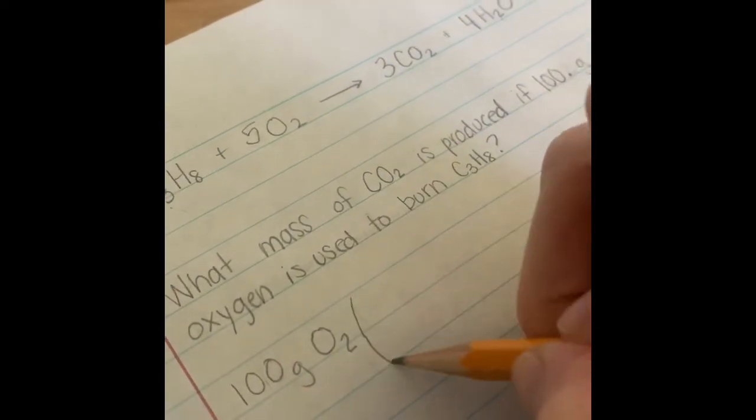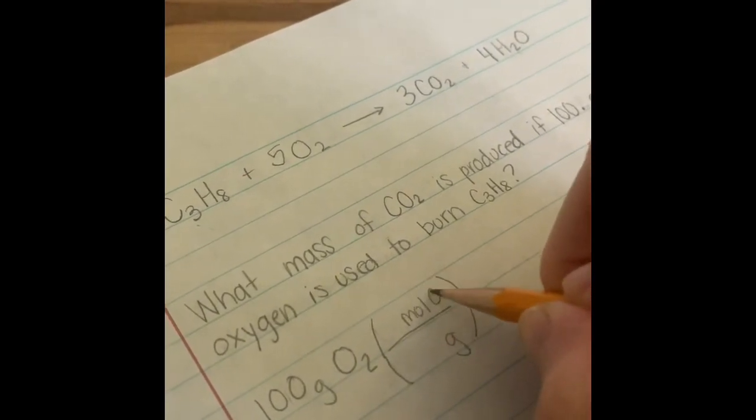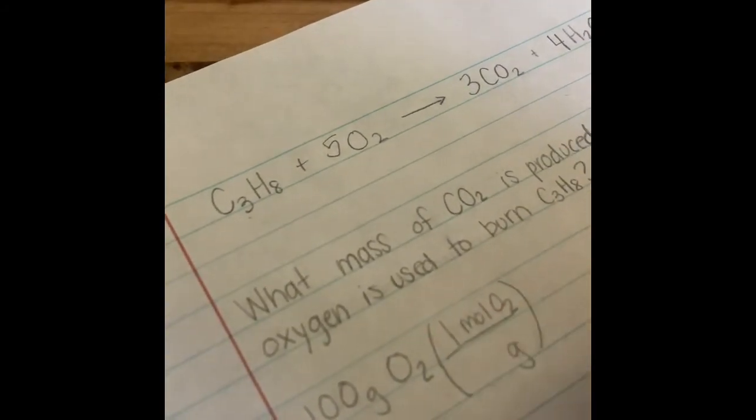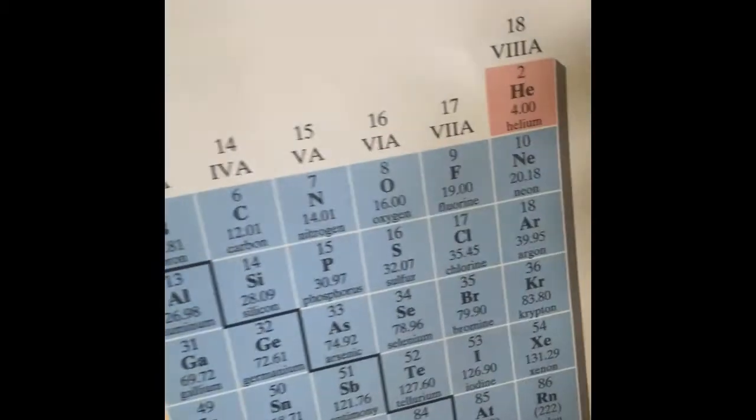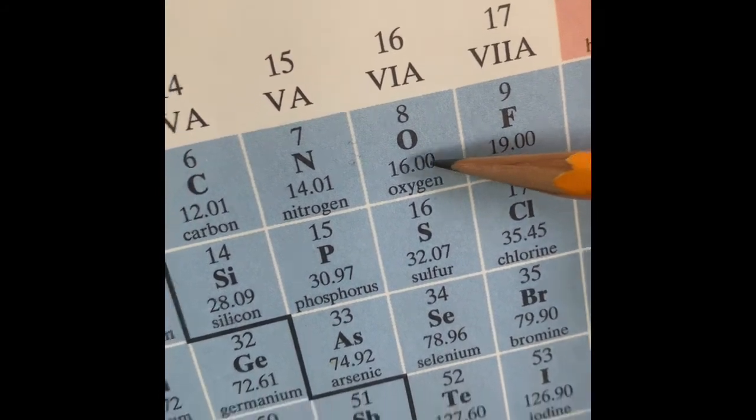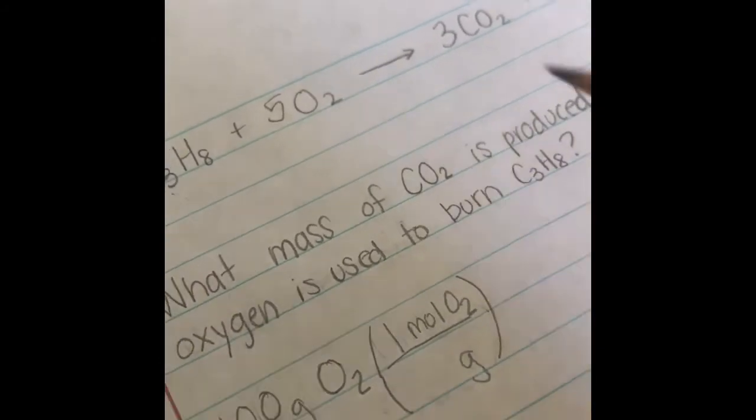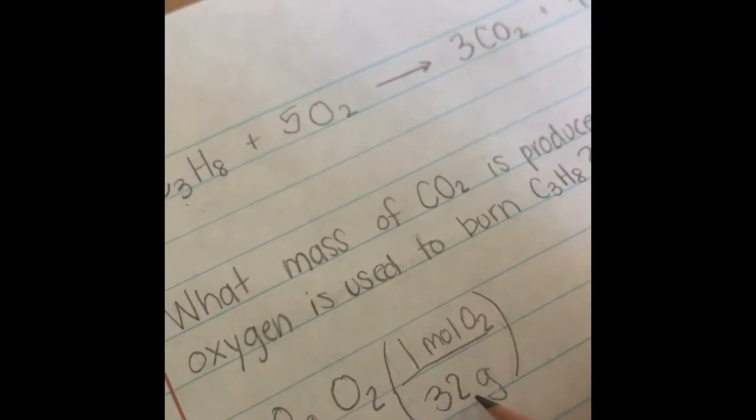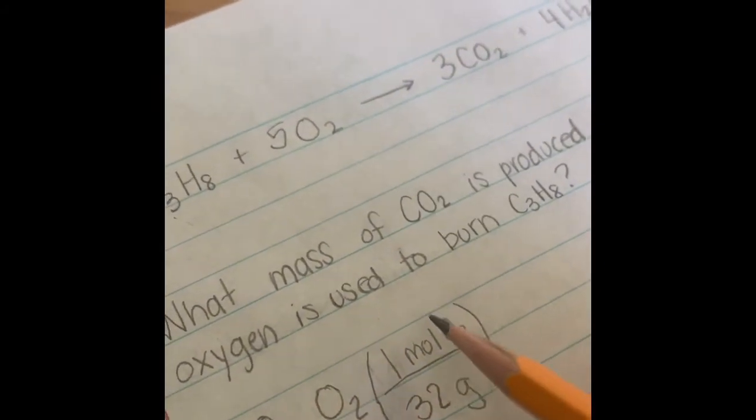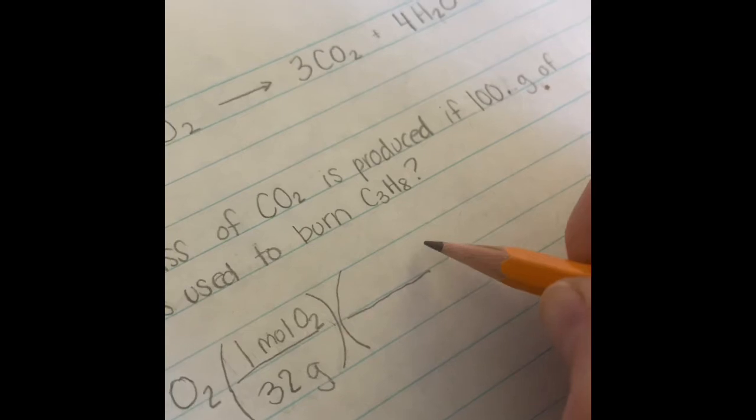So I'm going to set up a conversion in which I convert grams of oxygen to moles of O2. And remember, I know this conversion because I know how many grams there are in 1 mole of oxygen. I'll look at my periodic table, and oxygen is right here, that there are 16 grams in 1 mole of oxygen, but this molecular oxygen has 2 oxygen atoms, so I take that 16 times 2, and I get 32. So there are 32 grams in 1 mole of O2. So then my grams cancel out.